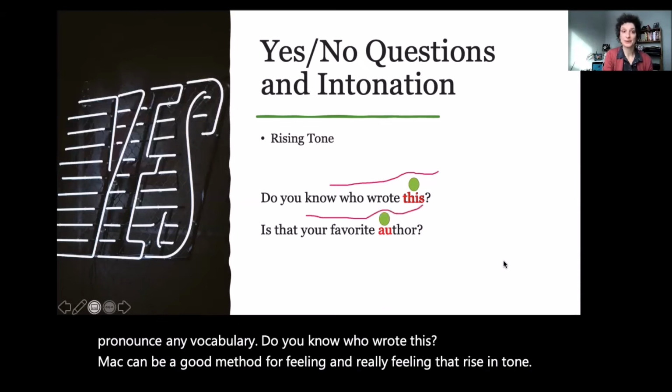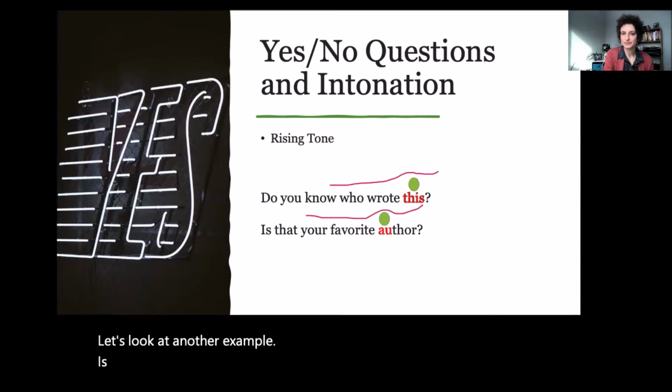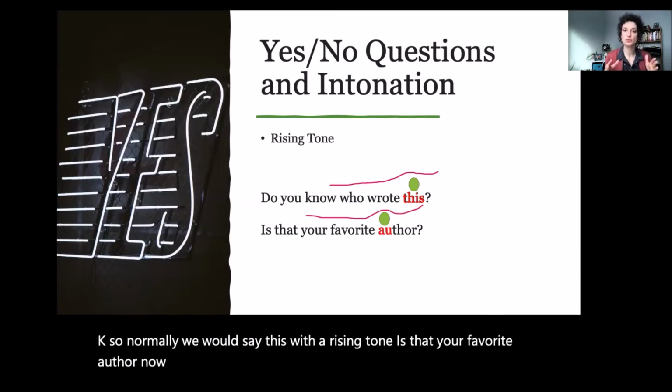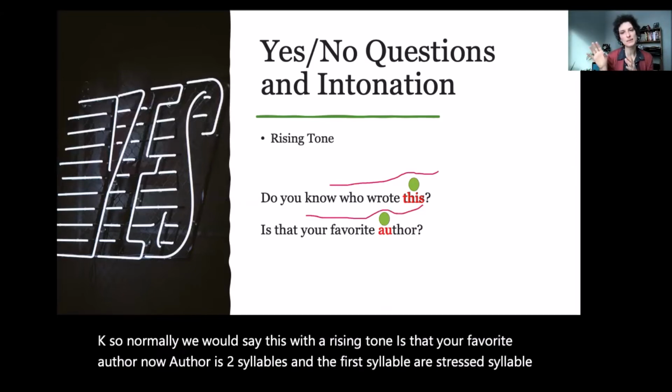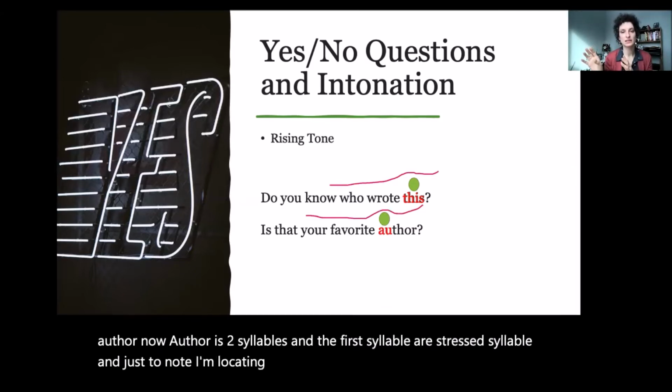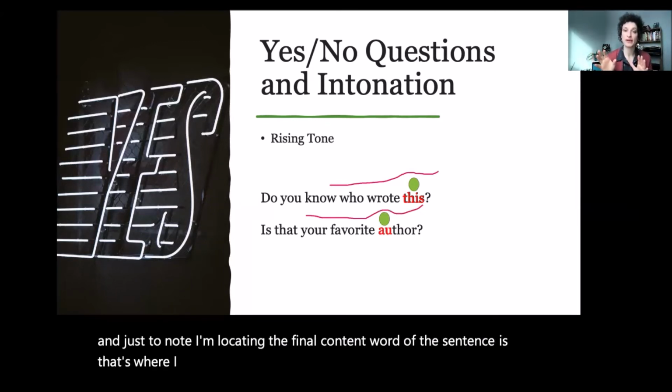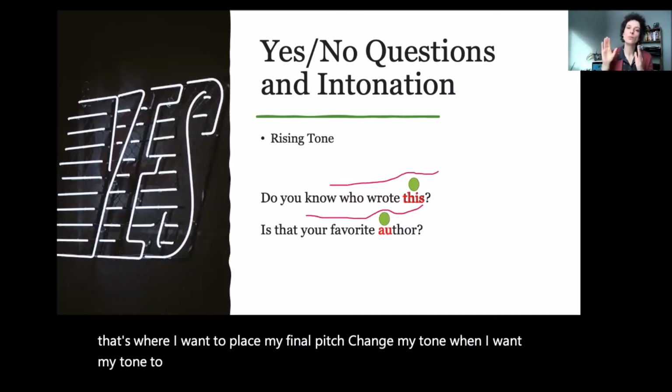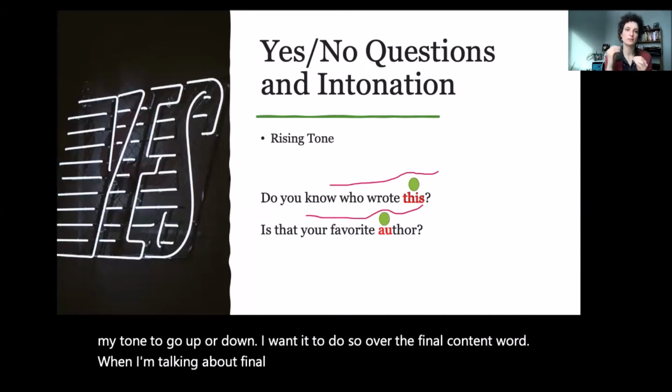Let's look at another example. Is that your favorite author? Okay, so normally we would say this with a rising tone. Is that your favorite author? Now, author is 2 syllables, and the first syllable is our stress syllable. And just a note, I'm locating the final content word of these sentences. That's where I want to place my final pitch change, my tone. When I want my tone to go up or down, I want it to do so over the final content word when I'm talking about final tones. So that's why I'm locating this.